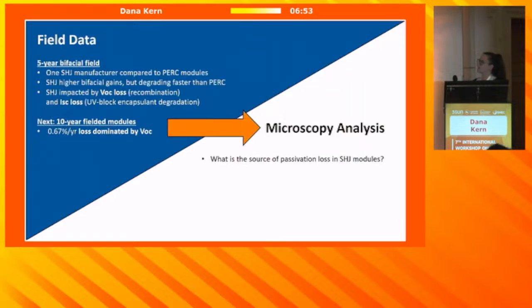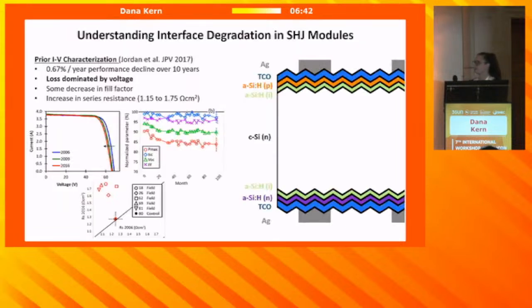So that was a summary of some field data, and now we'll talk a little bit about a microscopy analysis to understand where passivation loss comes from in these silicon heterojunction modules. This is a different set of silicon heterojunction modules. These ones were aged outdoors for 10 years, and they had about 0.67% per year performance loss. The loss was mostly dominated by the VOC, and there was some decrease in fill factor that was correlated with an increase in series resistance.